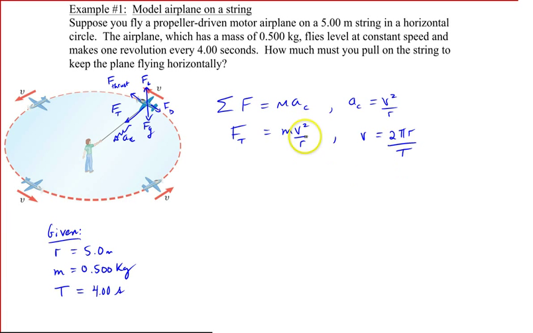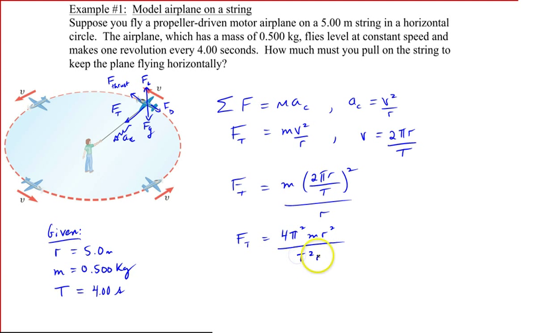Alternatively, you could substitute it into here. So let's do that because that's what we're just looking for, the tension. So we're going to replace v with 2 pi r over the period, squared, divided by the radius. And so now the tension will be equal to 4 pi squared m, and then an r squared, and then the T squared will be in the bottom with the r. Oh, we can cancel out one of these r's, and so we now get 4 pi squared m times r divided by the period squared.